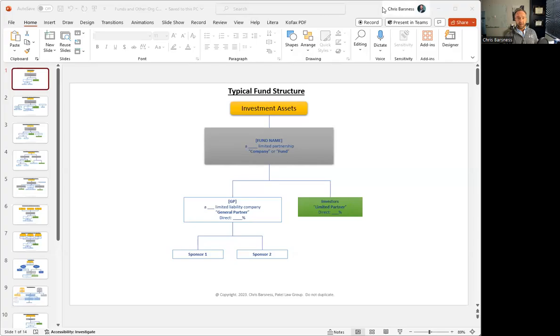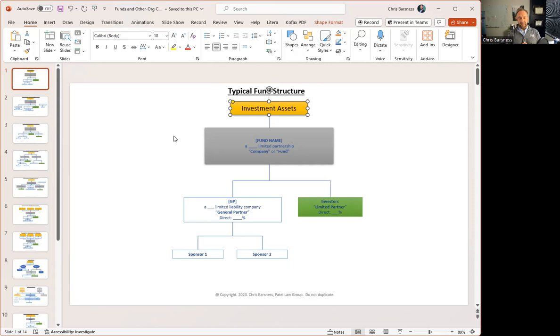and how it's used. So let me share my screen to show you some organizational chart or chart of funds. The one that you see on your screen right now is a typical fund structure. Some people do them the reverse, where the assets are on the bottom and ownership is on the top. This one here has the assets on the top. Investment assets is, what is the fund investing in?